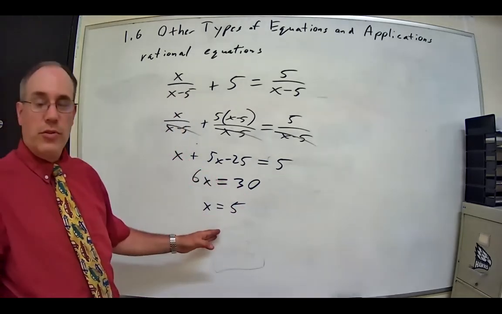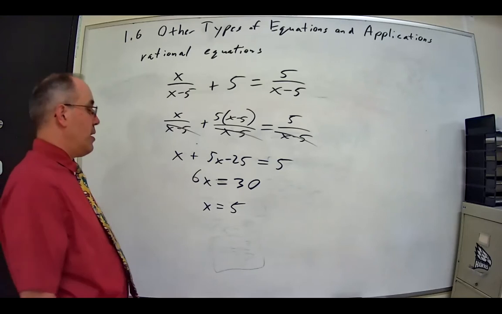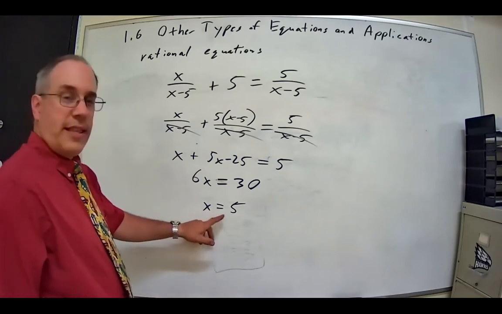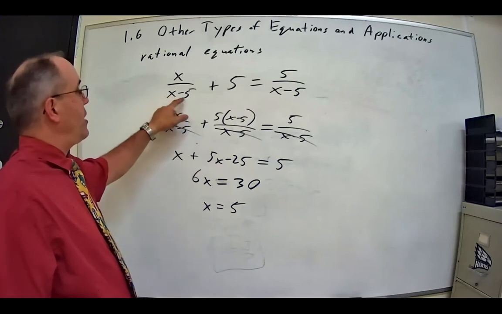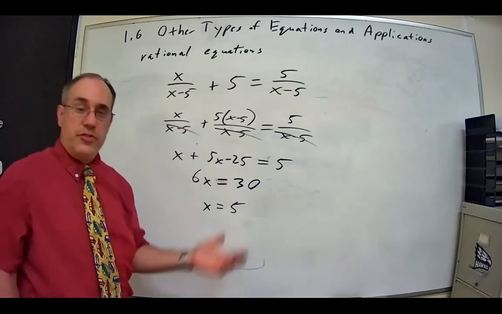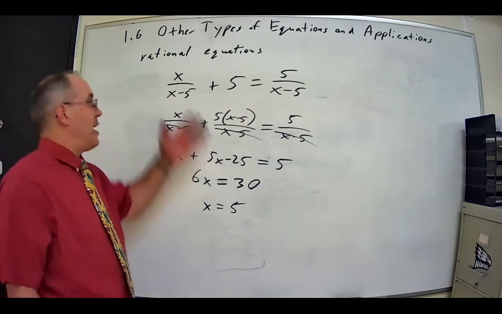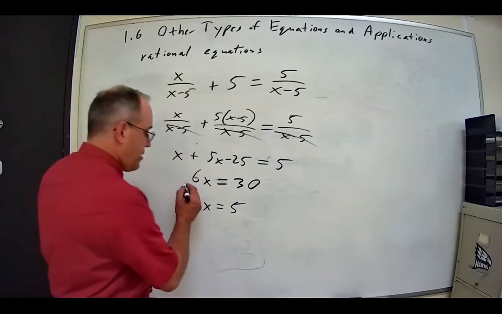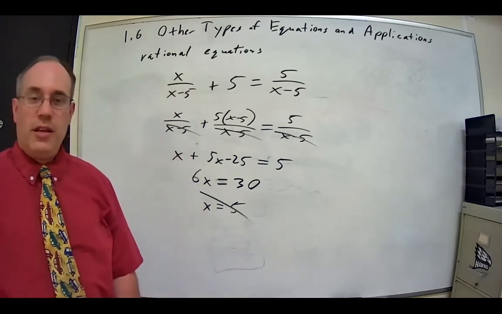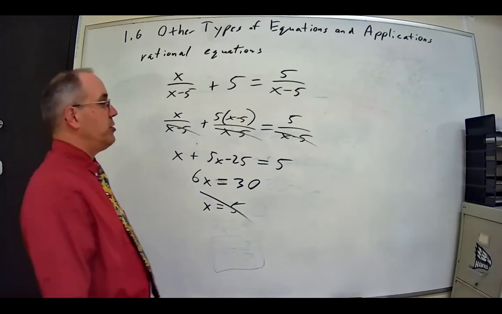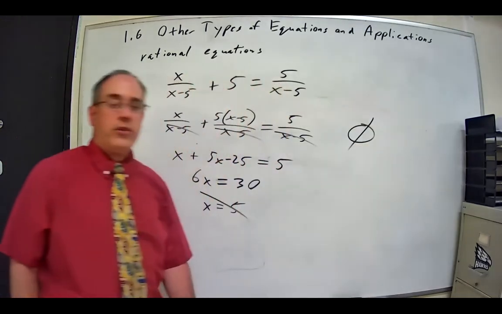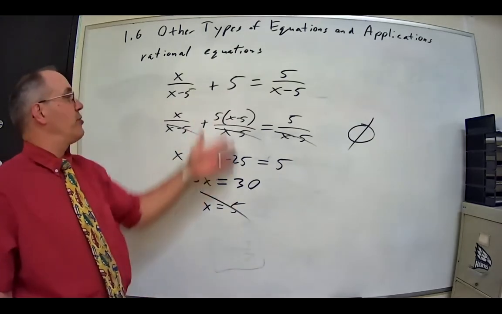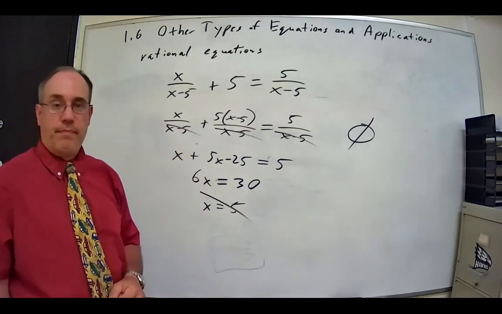So we have a proposed solution. So now we're going to take that proposed solution. We're going to look up here and see what happens. Well, if I take 5 minus 5, I get 0. We can't allow it to divide by 0, so that is not a valid solution. Therefore, the solution set for this problem is the null set. There is no solution to this problem.